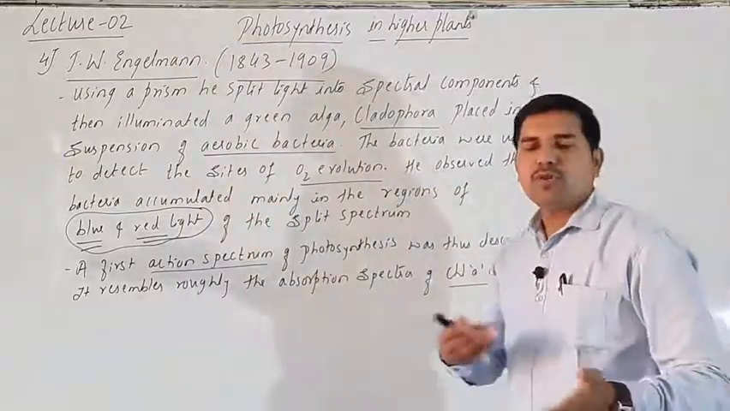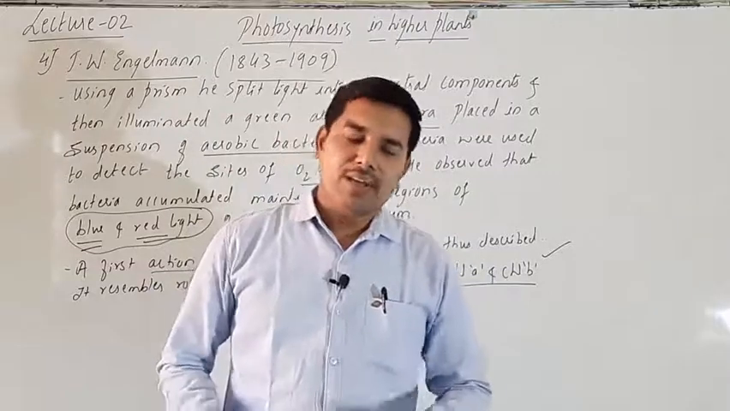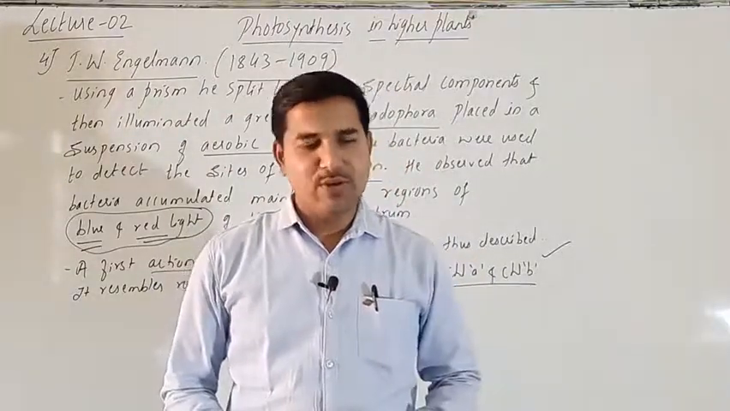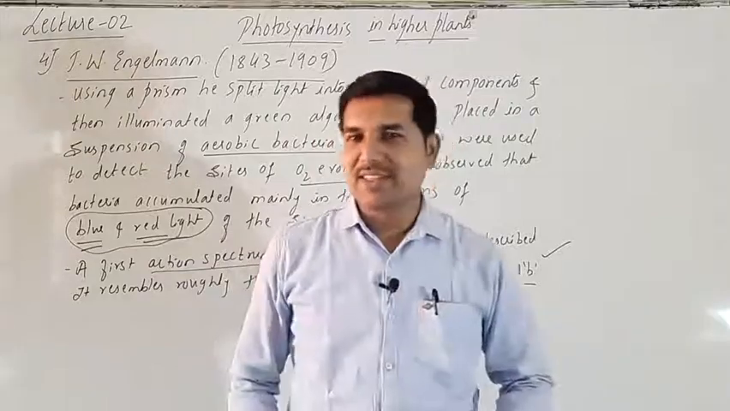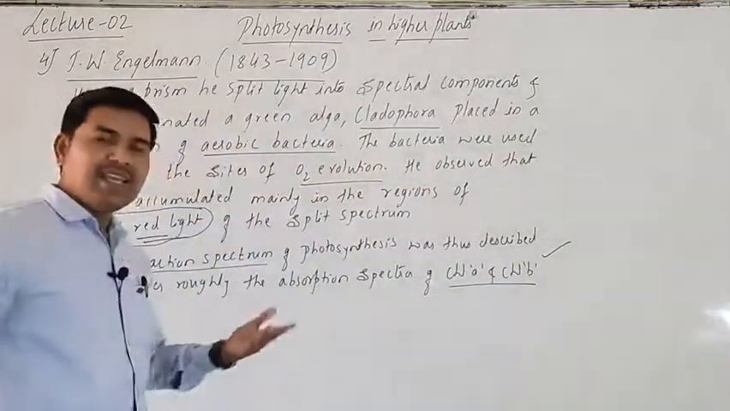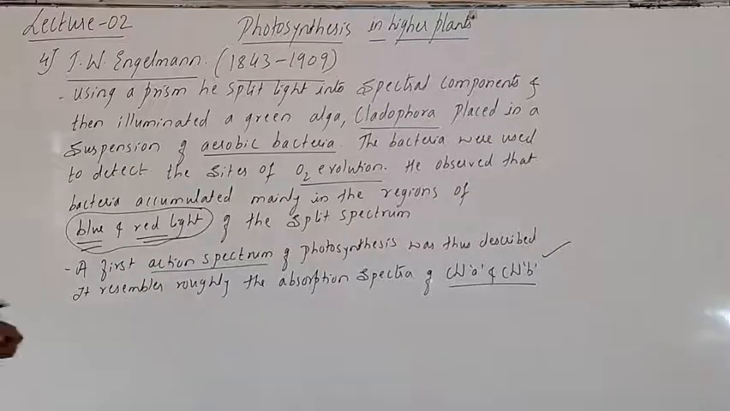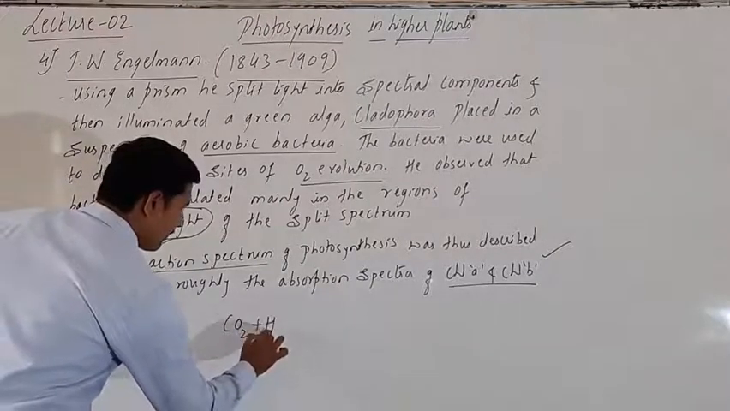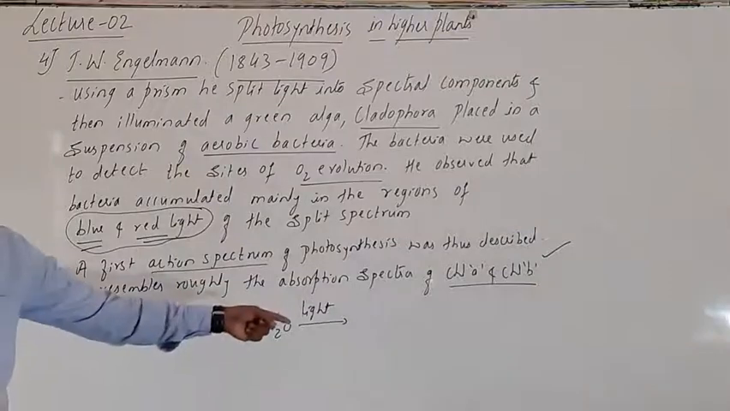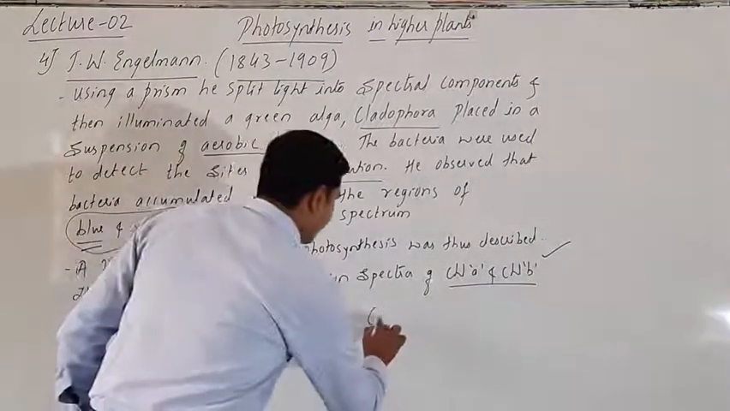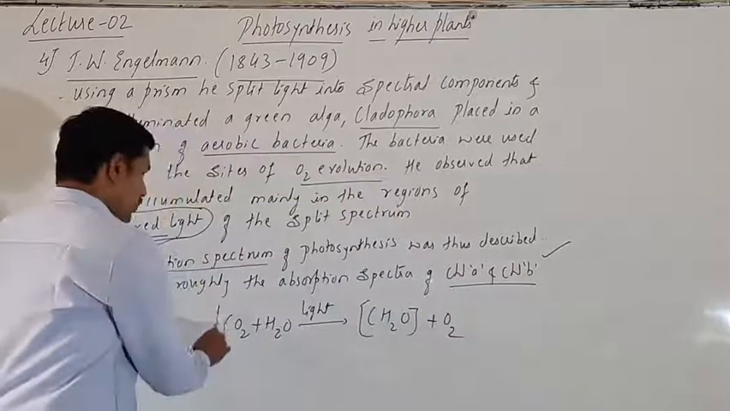Okay. Then almost by the mid of the 19th century, the empirical equation for photosynthesis was given, and with the help of carbon dioxide and water, how the carbohydrates were synthesized. So finally an equation was given, which we call the empirical formula, and the formula can be written in the form that CO2 plus H2O, carbon dioxide and water in presence of light, produces carbohydrates plus oxygen. So this was the empirical formula.